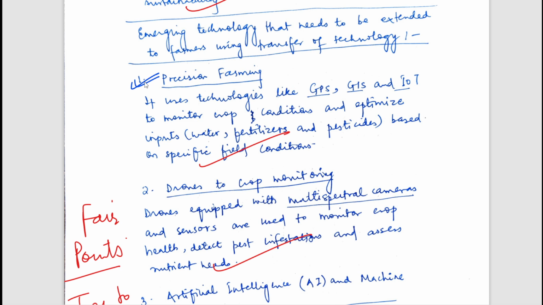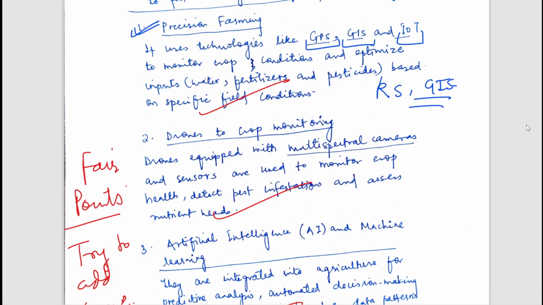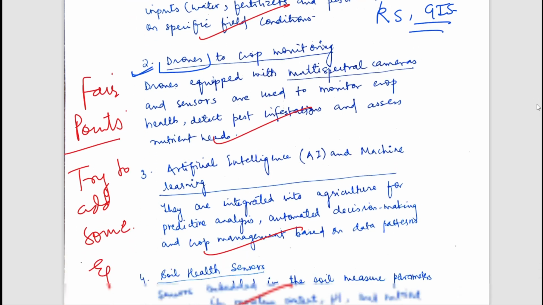Precision farming includes GPS, Internet of Things, remote sensing, GIS. All these things can be included in precision farming, which can enhance the efficiency of inputs and enhance the yields. We can use drones for crop monitoring. Nowadays drones are used to detect pest infestations. They are used to spray certain kinds of pesticides and fertilizers. So drones are becoming very helpful in agricultural operations, so that can be extended to farmers.